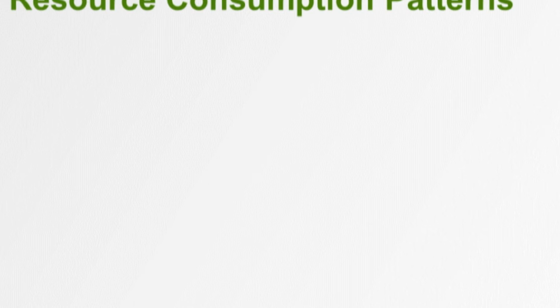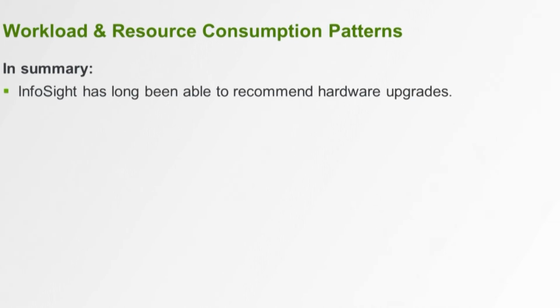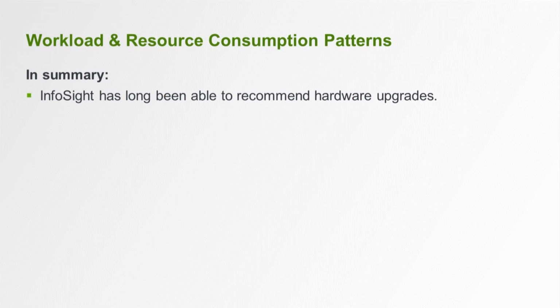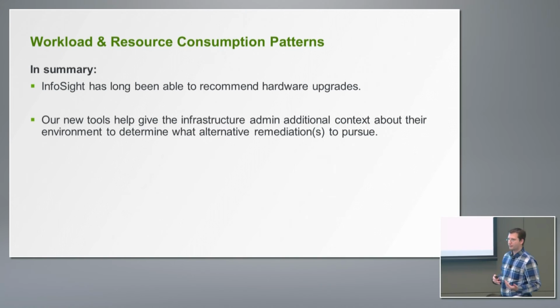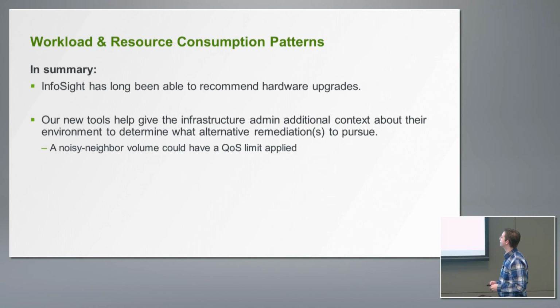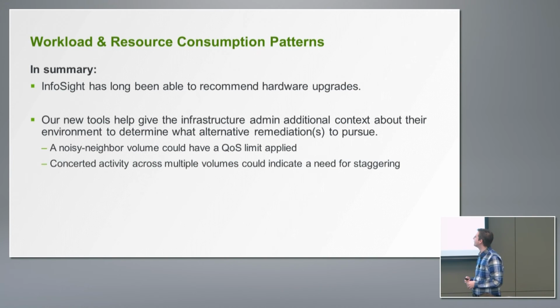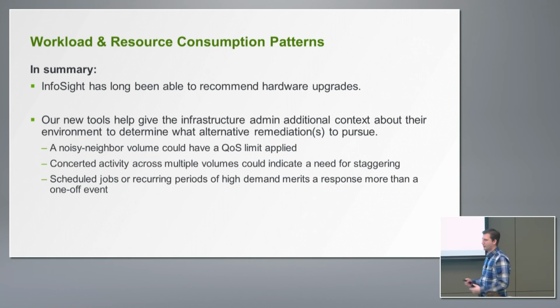And I'll skip over this for time. But in summary, InfoSight has long been able to do these hardware recommendations, but we really want to take it to the next step where we can recommend and at least begin to provide guidance into other remediations. And that includes noisy neighbor volumes that could have a QoS limit applied to them. That includes looking for concerted activity across multiple volumes that could constitute the opportunity for staggering a workload that may otherwise just be happening at the same time.